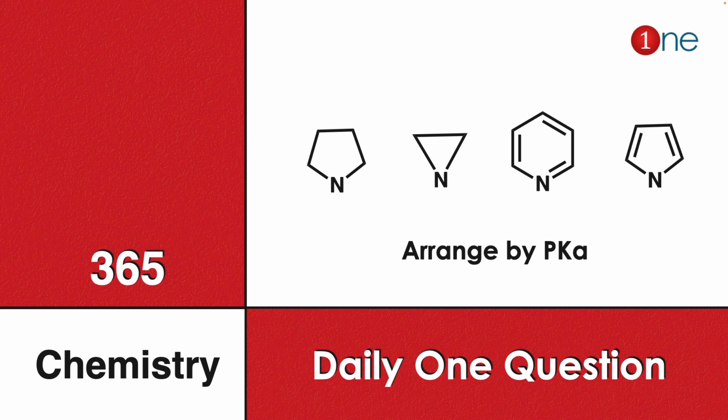Here various types of heterocyclic compounds are given. One is a 5-member ring system, another is 3-member, another is pyridine, another is pyrrole. Here you have to arrange all 4 compounds by pKa values.